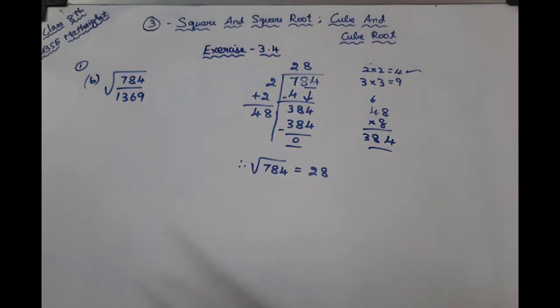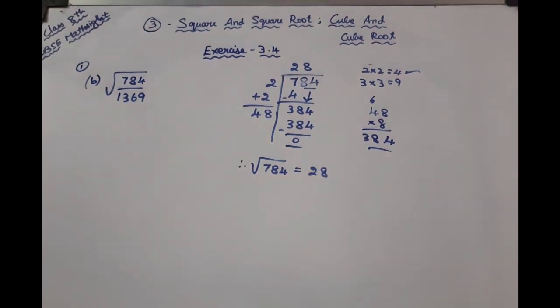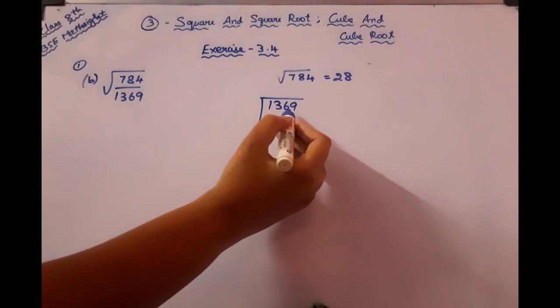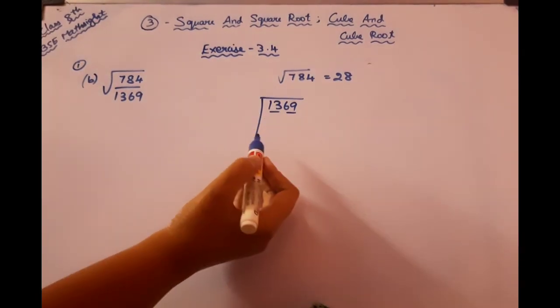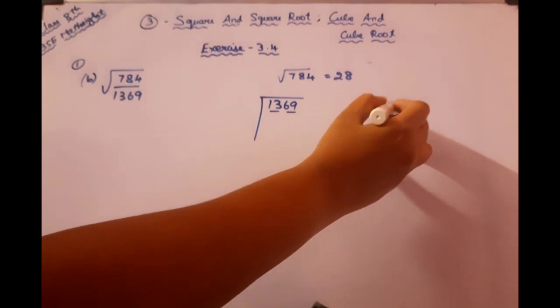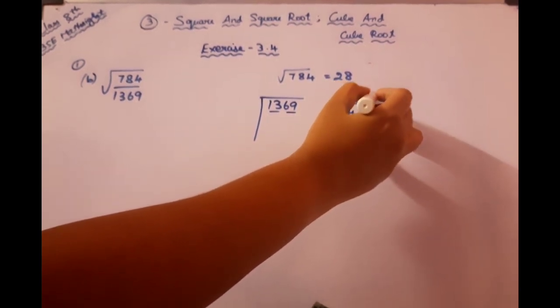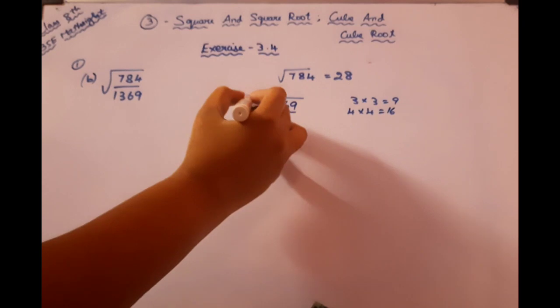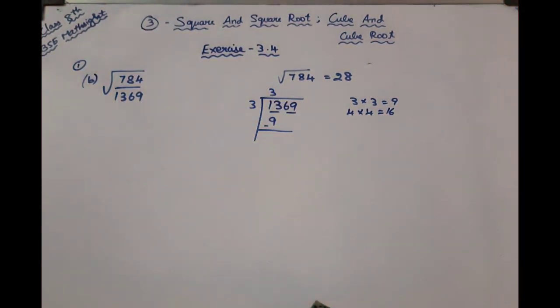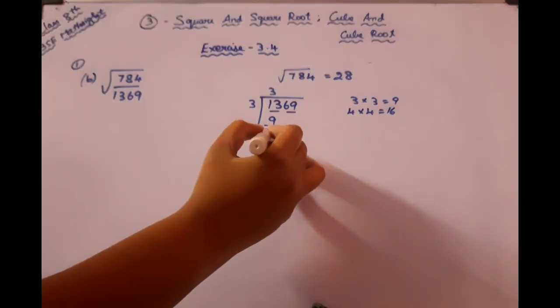Now we have to find the square root of 1369. We are going to do the same long division method. So we pair two terms. So 13. We can take 4 into 4, which will be 16, so we try 3 into 3 which is 9. So 3 into 3 is 9. When we subtract we get the remainder 4.